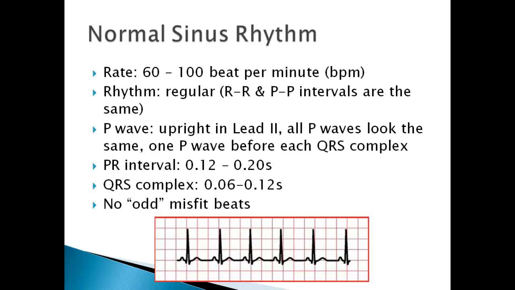Now we're going to move into the different rhythms that you would see in an EKG. The one that you always hope to see is normal sinus rhythm. Its rate is between 60 and 100 beats per minute.